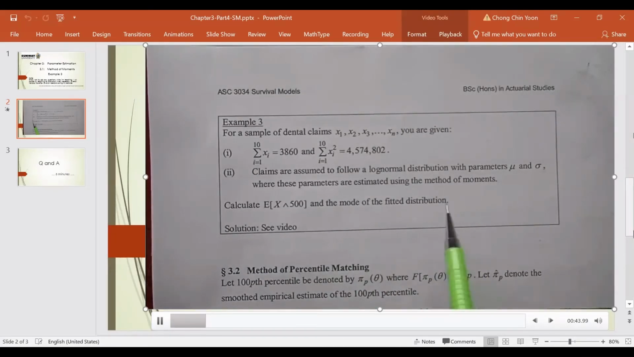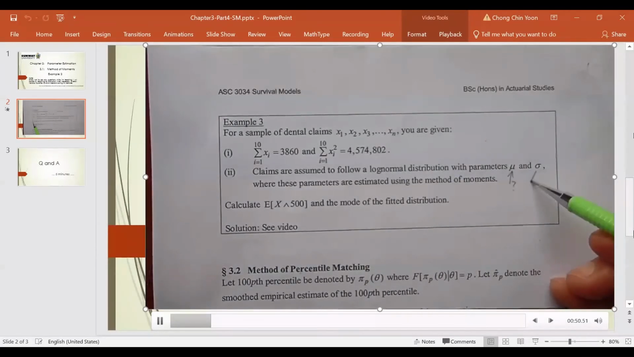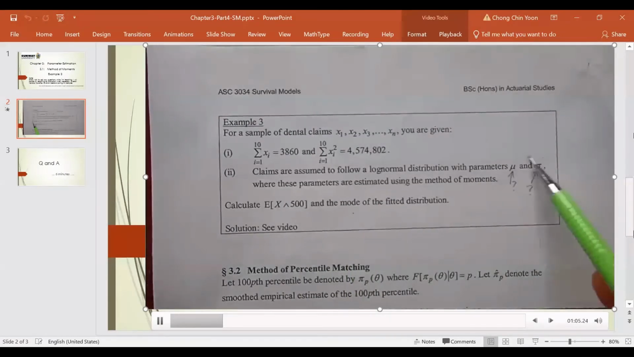So we need to use the method of moments to calculate the values of mu and also the value of sigma. So once you have these parameter values, then we can solve this problem by taking the formula from table C and substituting these values of parameters mu and sigma.